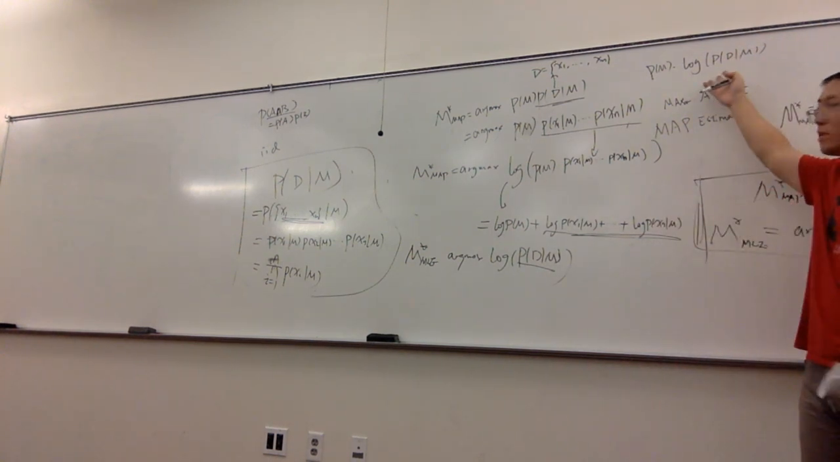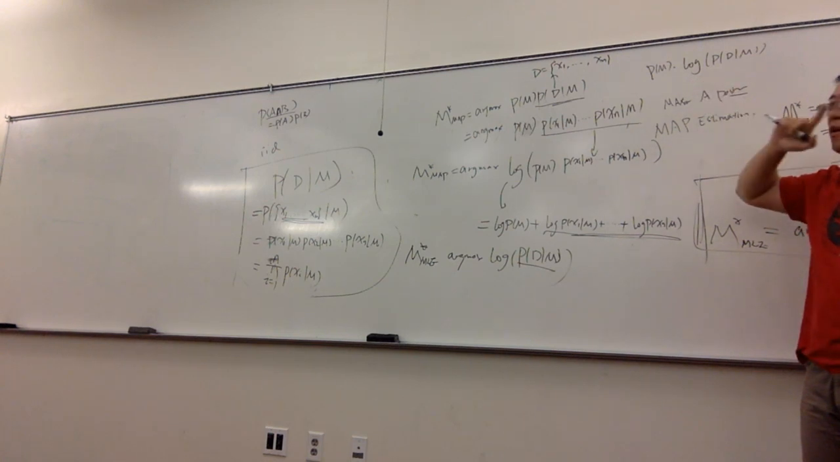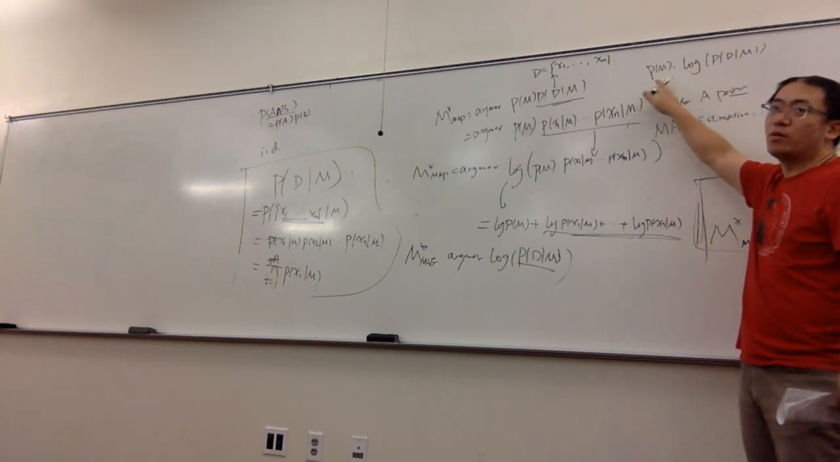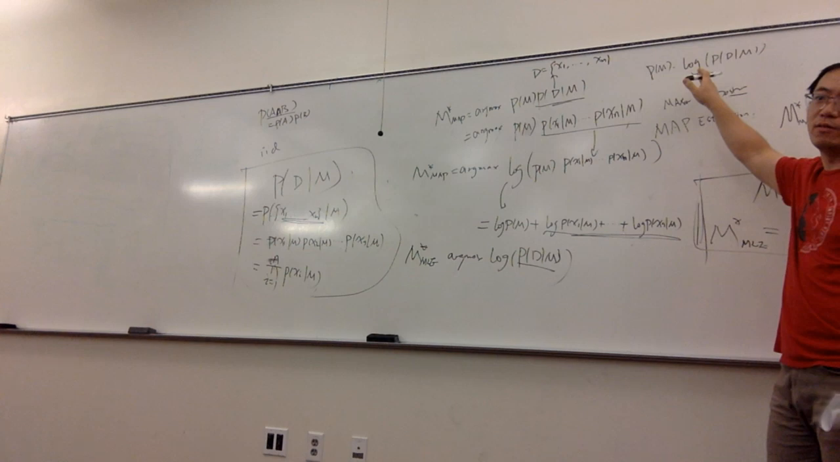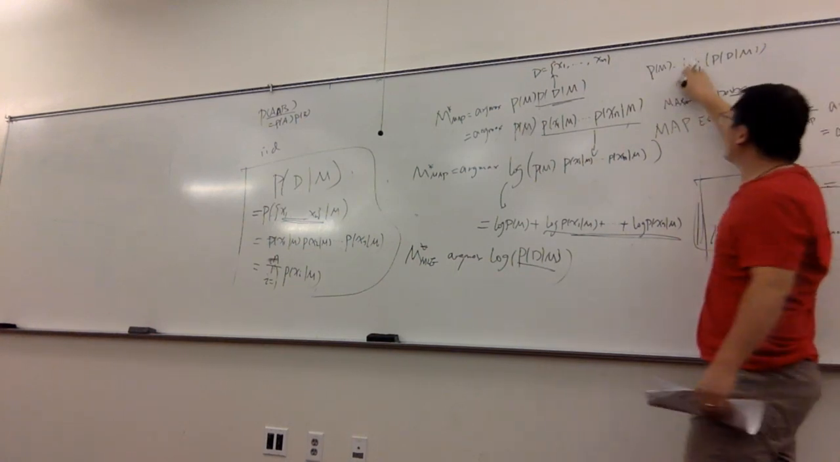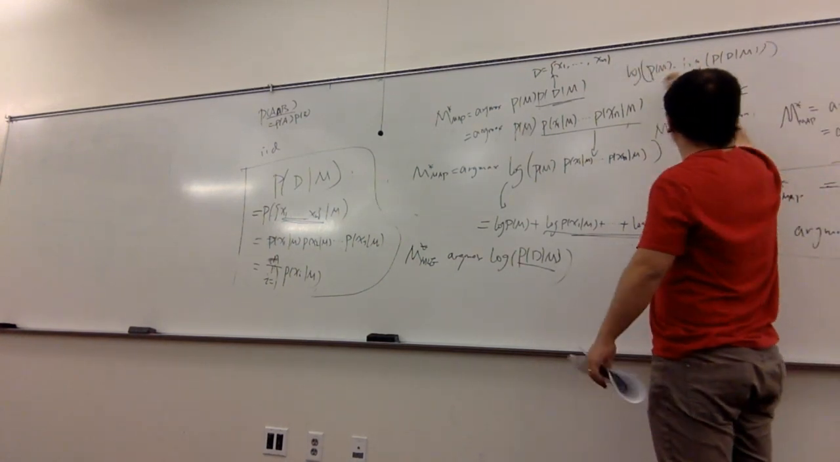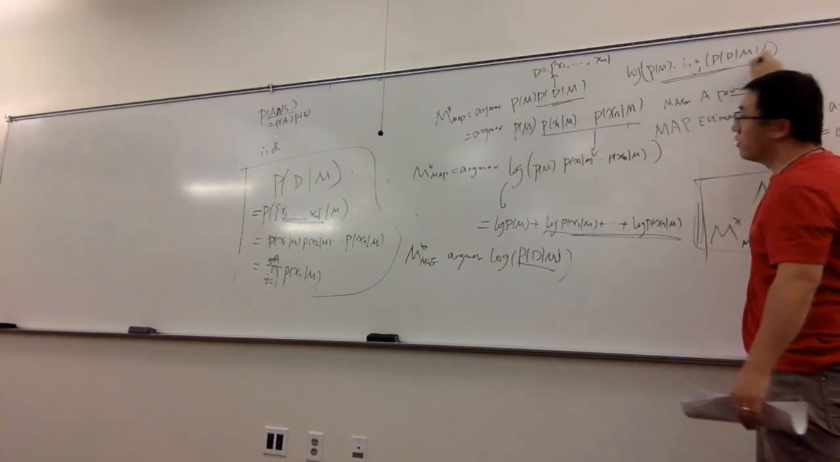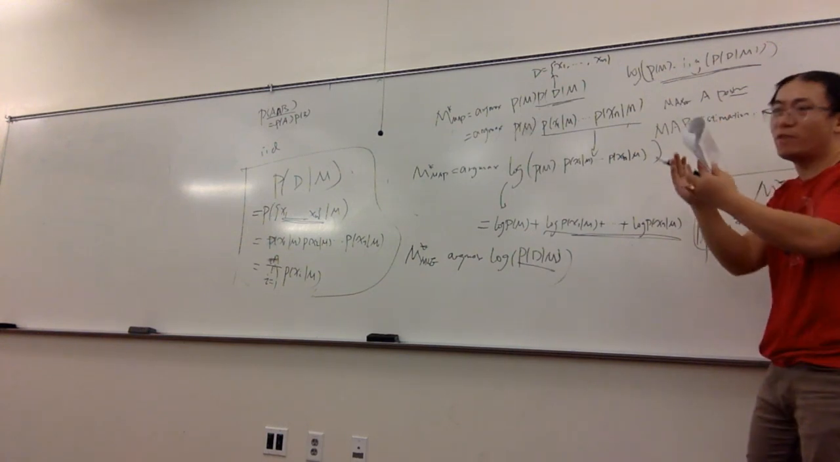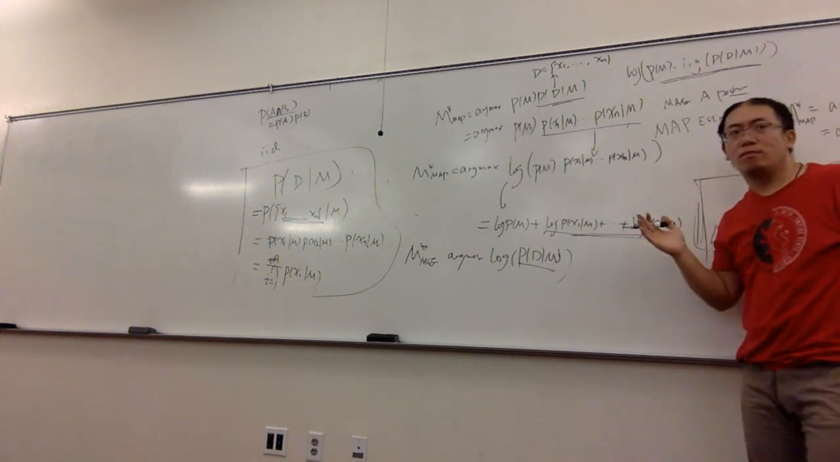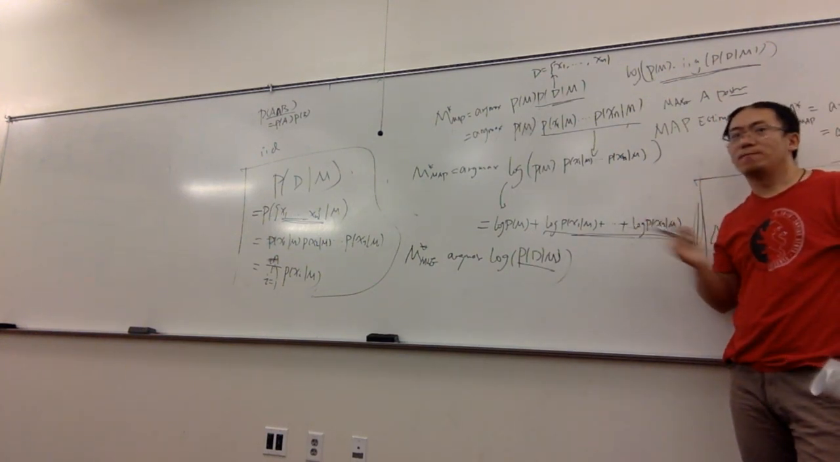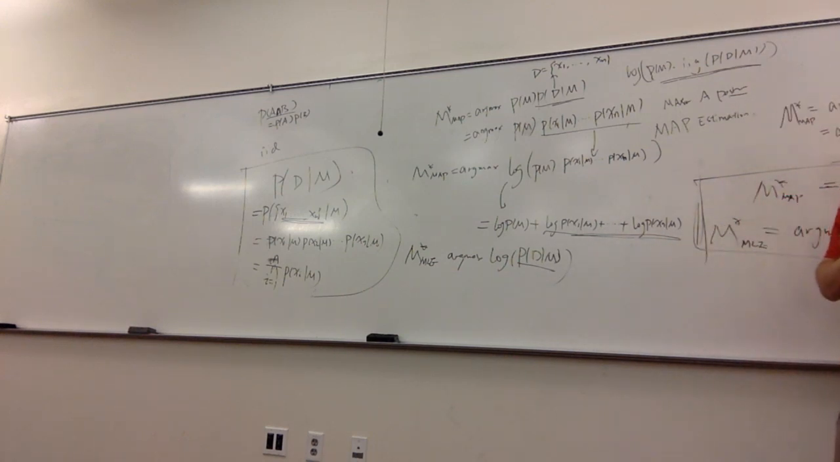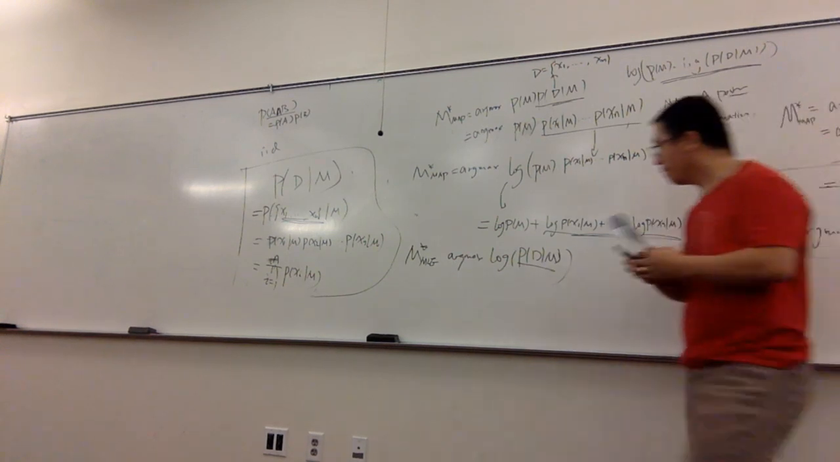Why? Because when you do this, you cannot guarantee that the optimal value of M stays unchanged. Only when you take the log over the entire function can you guarantee that the maximum location won't change. But if you take the logarithm over part of them, then a change will happen. Any other question? Okay.